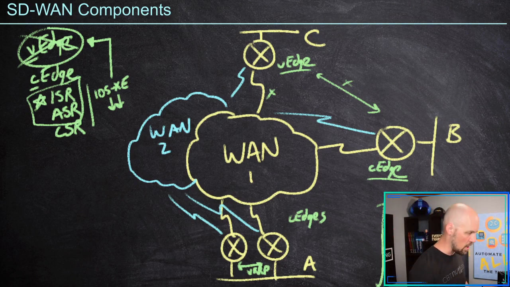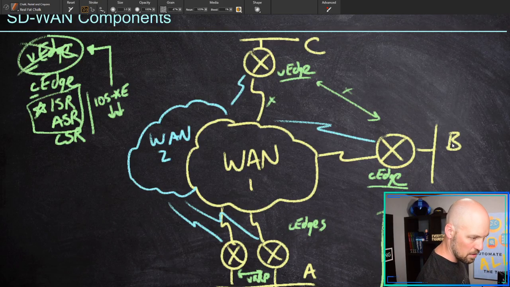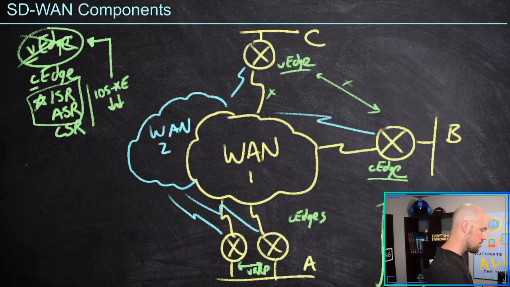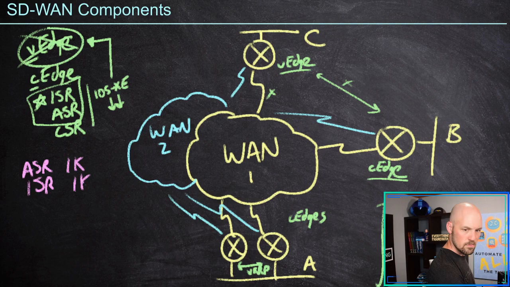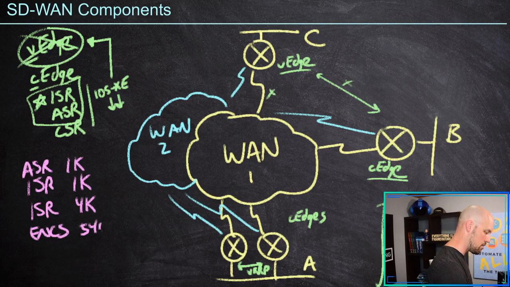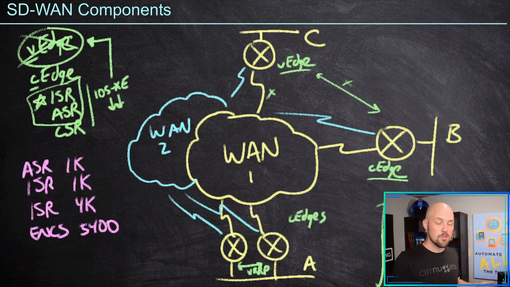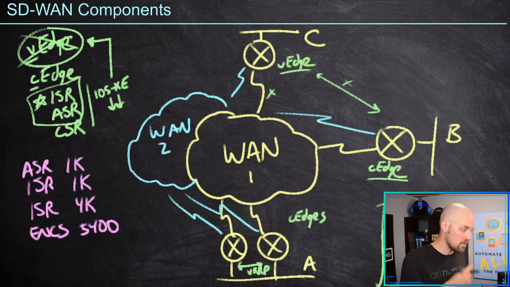Models supported. Just to knock out the list, we can do ASR 1Ks. We can do ISR 1Ks. We can do ISR 4Ks. And we can do ENCS boxes. Those would be the 5400s. Take that for what it's worth. That's just a general idea of what product lines are supported. We do not see ASR 9Ks, for example, on there. Those don't even run iOS XE, so that would be a big factor there. We don't see the old ISR 2Ks and 3Ks. They have to be the more recent 4K ISR line. And then the ENCS as well.